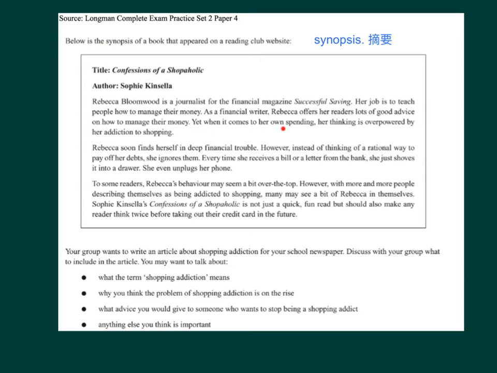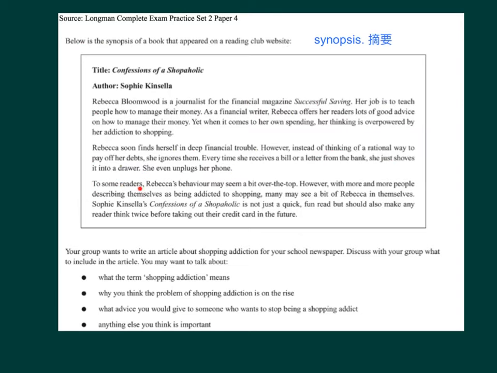Yet when it comes to her own spending, her thinking is overpowered by her addiction to shopping. Rebecca soon found herself in deep financial trouble. However, instead of thinking of a rational way to pay off her debts, she ignores them. Every time she receives a bill or letter from the bank, she just shoves it into a drawer. She even unplugs her phone.